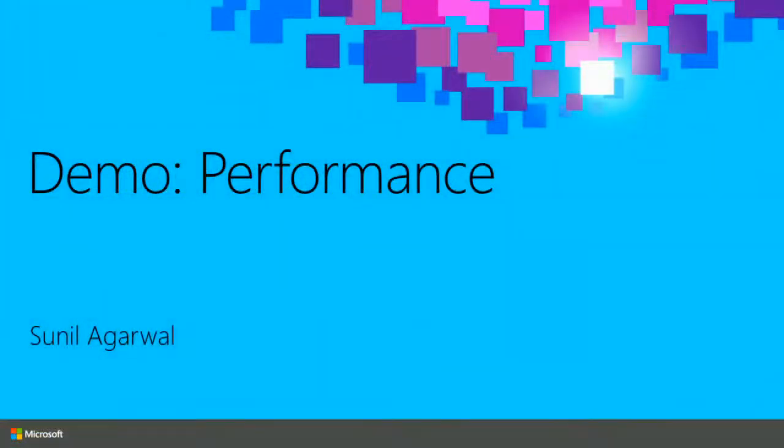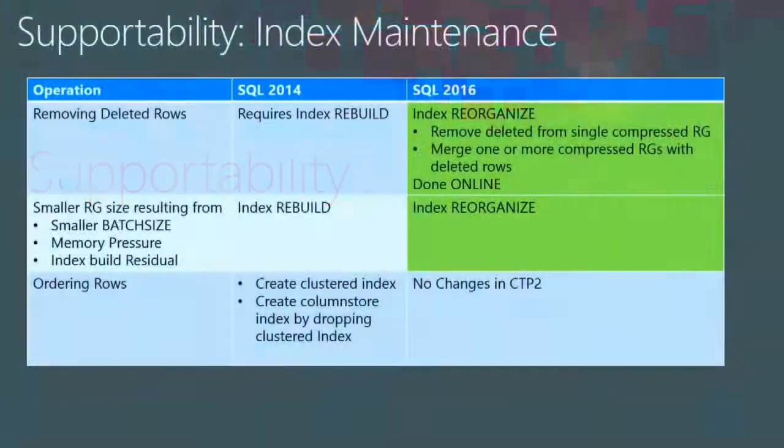Okay, so I'll go back to supportability. The things that I'm showing you in supportability, the green is something that is in 2016 and it is superior. Any block that you see under 2016 in green is something to take notice of. Now, as you know, we have the delete bitmap. Rows got deleted, they are all piling on. In 2014, you have to rebuild the column store index, either the full index or the partition, to remove those rows. With 2016, all you need to do is alter index reorganize, which is a defragmentation.